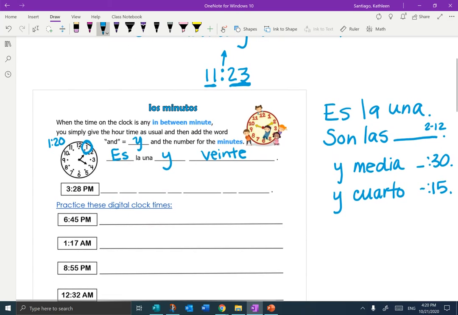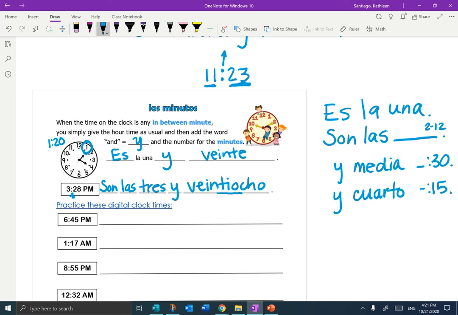Now let's try the second one. So here we have 3 o'clock. So start by saying it is 3 o'clock. So we're going to start with son las 3. Now we're at the colon, and that's where we're going to say E, and now we have to say 28 minutes. So 28 minutes, really all one word. 28. I know it looks like 3 lines, but we're going to make it 1. Okay, son las 3:28. Muy bien.